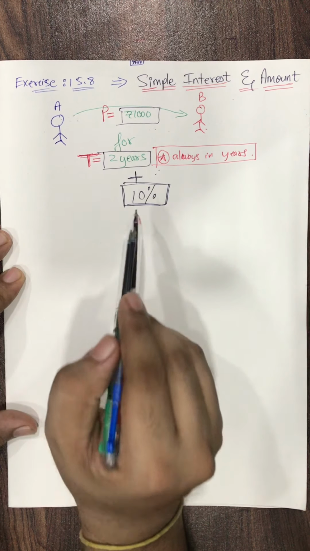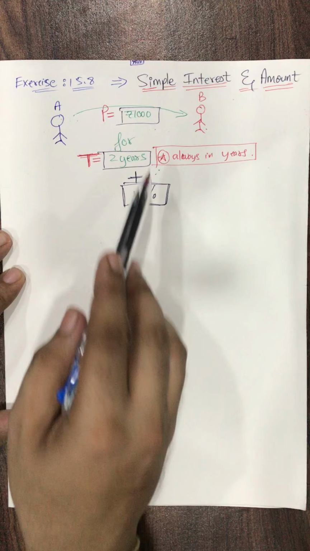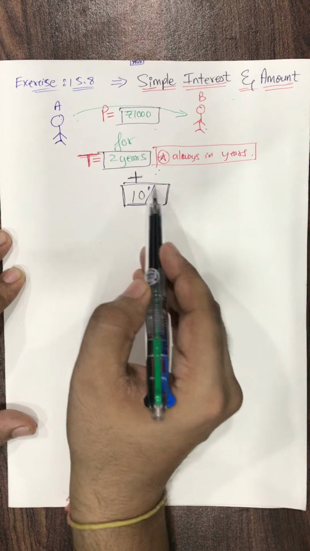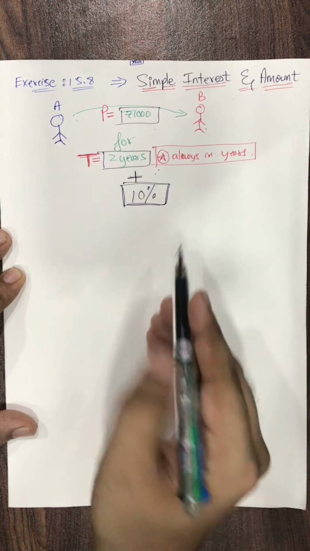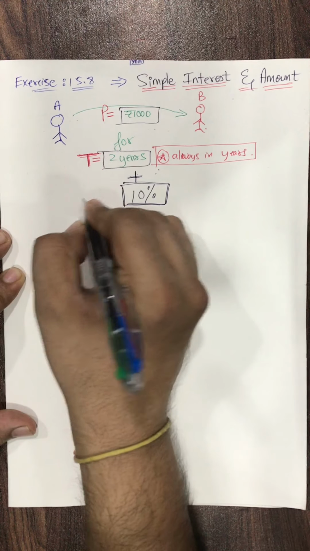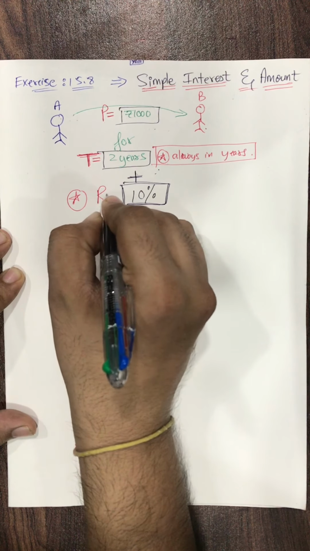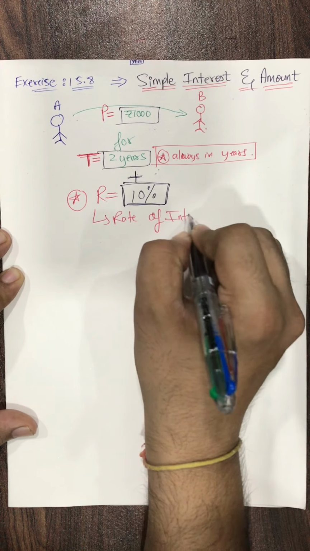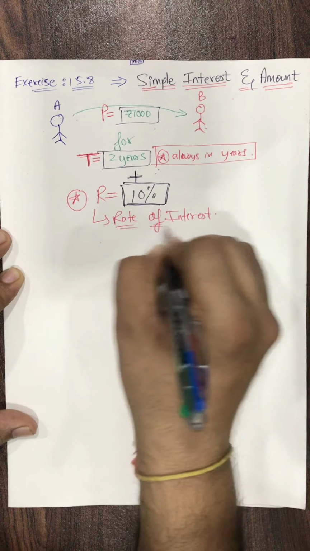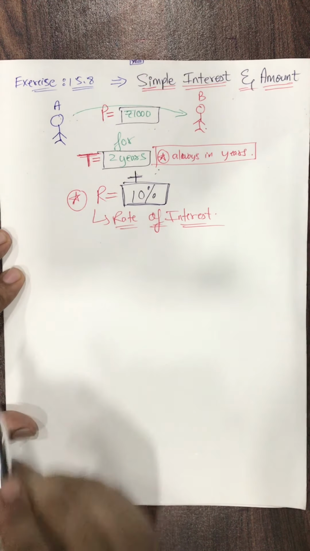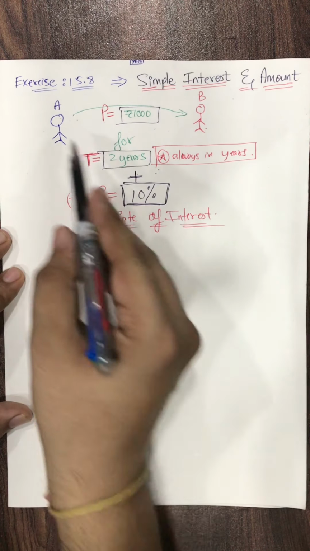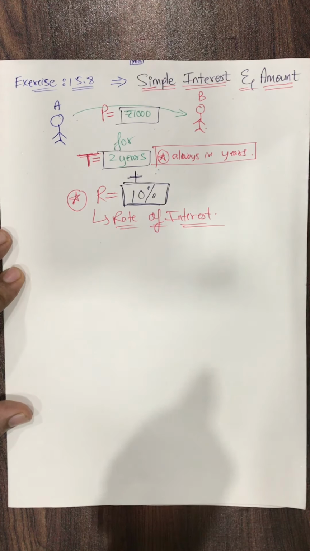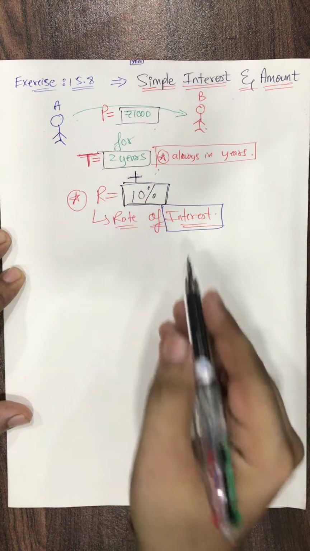A told B, you have to return after 2 years this 1,000 plus 10% of my money, extra 10% of my money. What is this 10%? Listen very carefully. This is called R, the rate of interest, capital R. This is like extra money. A is saying you have to give the 1,000, but you also have to give extra interest. Interest will be the profit, because I am lending you money.